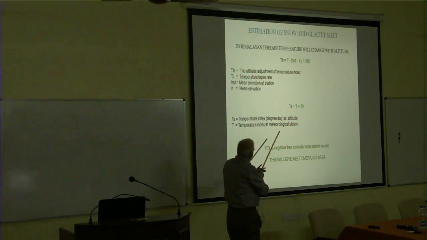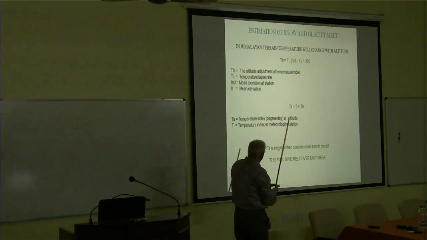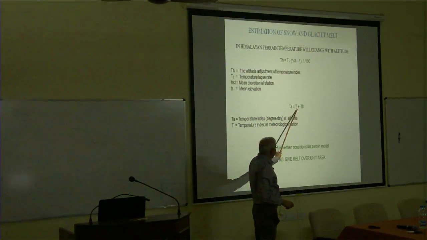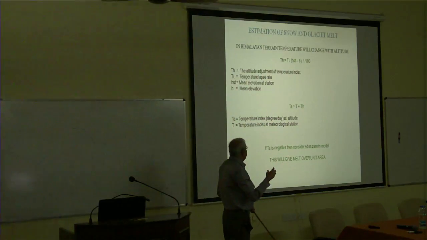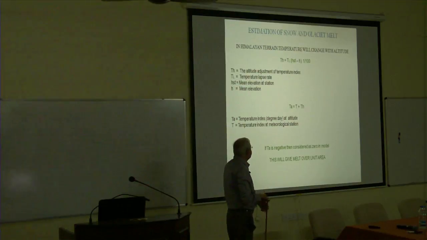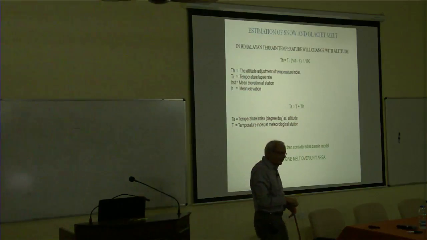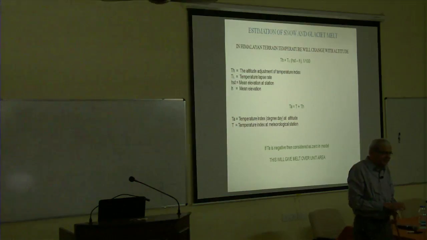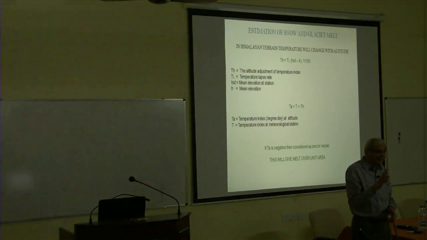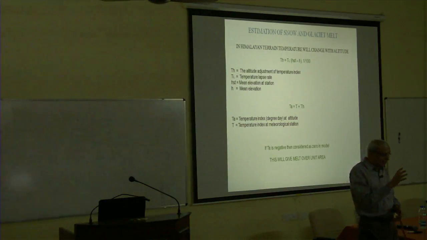TA, the temperature index at various altitudes, is T, the temperature index at the meteorological station, plus the lapse rate term times H. So you use this relationship to know it at each altitude zone. As we have discussed, if TA is negative, it is considered 0 in the model. And this will give you melt for a unit area. Correct? You understand? This is not giving you melt for the entire basin. It is giving you melt for a unit area.